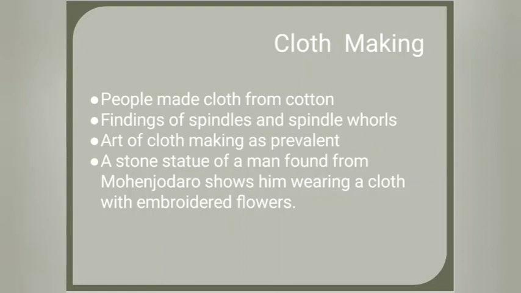Small pieces of cloth also indicate that the use of cotton and the art of cloth making was prevalent. A stone statue of a man was found from Mohenjo-daro, which shows him wearing a cloth with embroidered flowers on it. So, this shows that people were using cloth and they were making cloths from cotton. They could find that from the spindles and the spindle wheels. It shows that thread was being made from the cotton and they could make cloths from that.